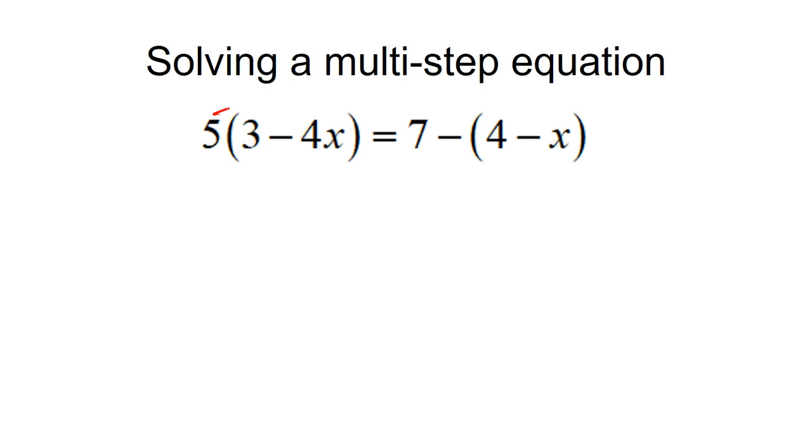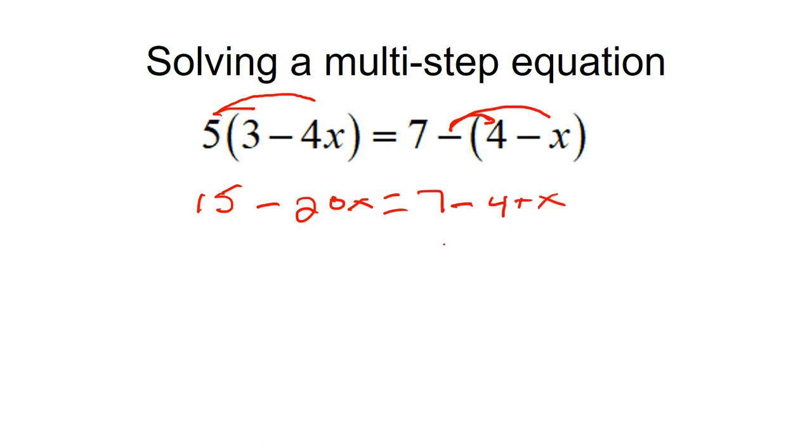So again, we're going to distribute here to get rid of the parentheses. So that would be my step 1. So I have 15 minus 20x is equal to 7. Here I'm distributing a negative 1. So negative 1 times 4 is minus 4. Negative 1 times negative 1x is plus x.